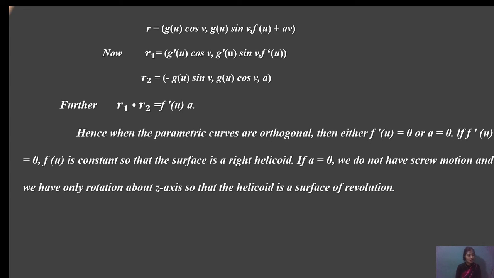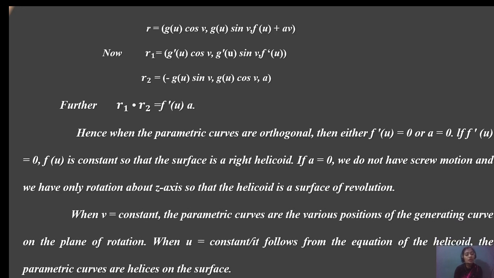Either f dash u equals 0 or A equals 0. If f dash u equals 0, f of u is a constant, so the surface is a right helicoid. If A equals 0, there is no translation, only rotation, and the helicoid becomes a surface of revolution. When v equals a constant, the parametric curves are the various positions of the generating curve in the plane of rotation. When u equals a constant, it follows from the equation of the helicoid that the parametric curves are helices on the surface.